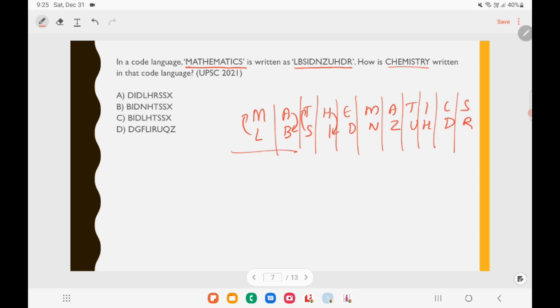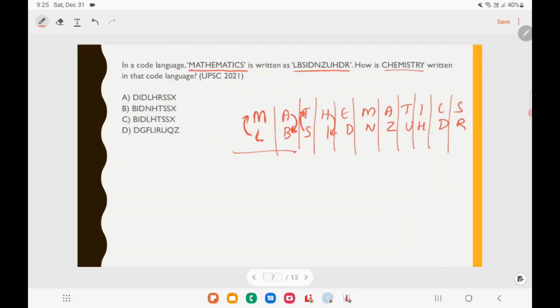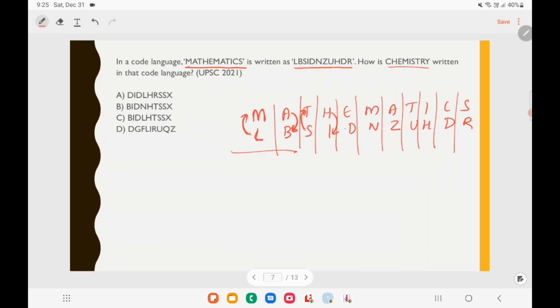So in the first letter, it's in the reverse order. That is after L, M is coming. Second, after A, B is coming. Third, after S, T is coming. Fourth, after H, I is coming. Fifth, after D, E is coming. So in this way, the coding is going.